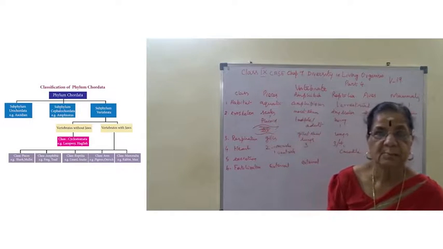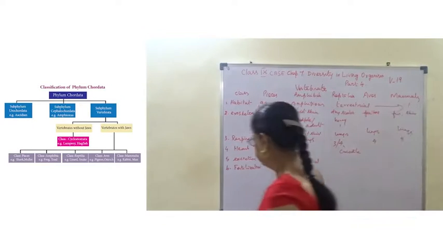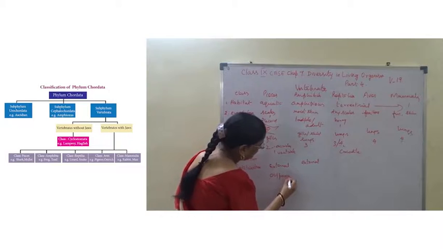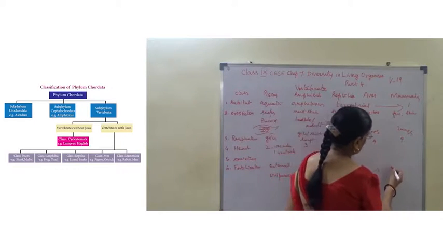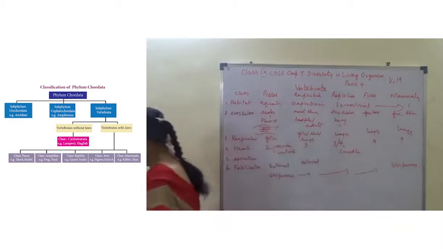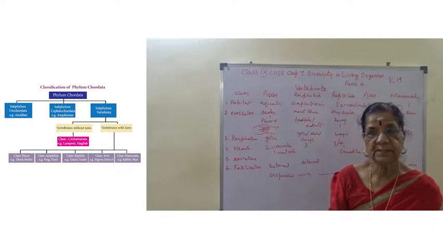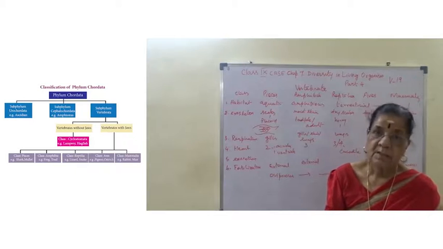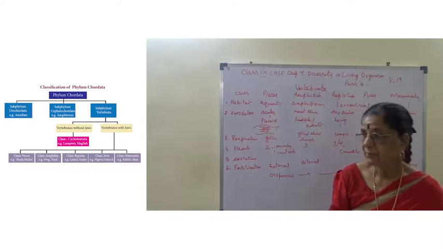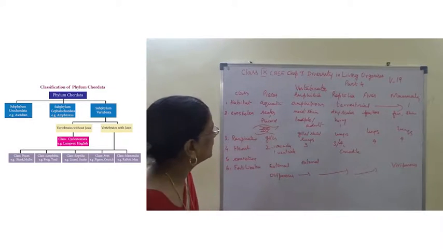Except for the egg-laying mammal, the platypus. Okay, the platypus is an egg-laying mammal. So these others are all oviparous, and the rest are viviparous. Animals which give birth to young ones are viviparous. I hope you understand. So the platypus and the echidna are egg-laying mammals. All others are viviparous animals. So these are the characteristic features of phylum Vertebrata coming under Chordata.